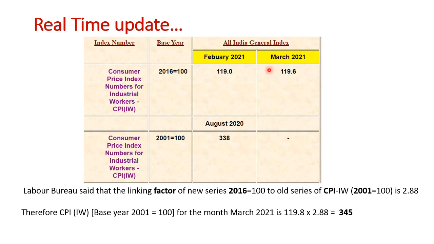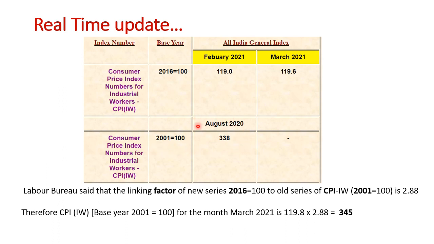To get the consumer price index, we have to visit the website of the Labor Bureau. So here we get the consumer price index. This is the consumer price index for industrial workers for the month of August 2020. It was 338. For this, the base year was considered 2001.